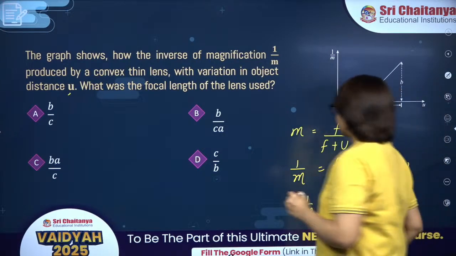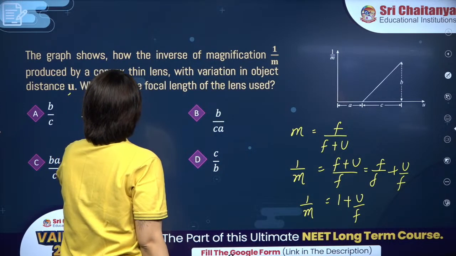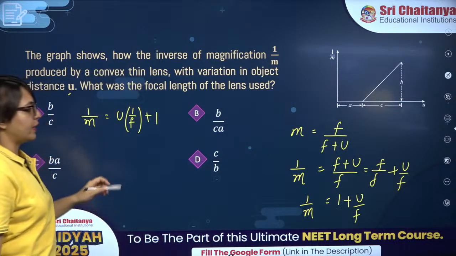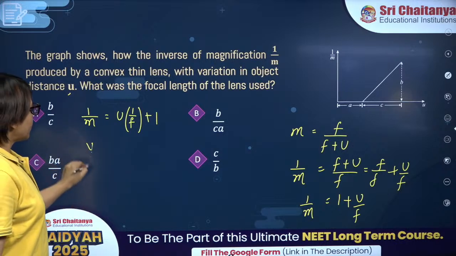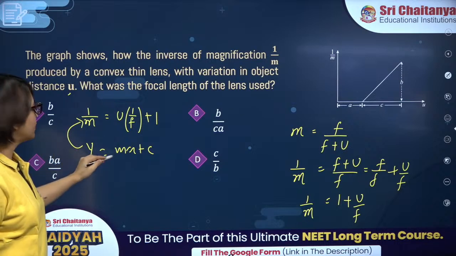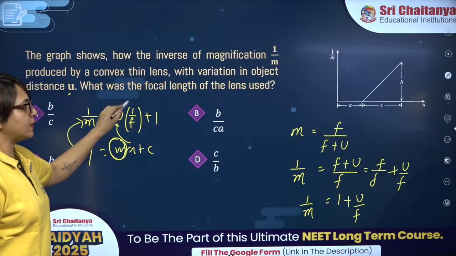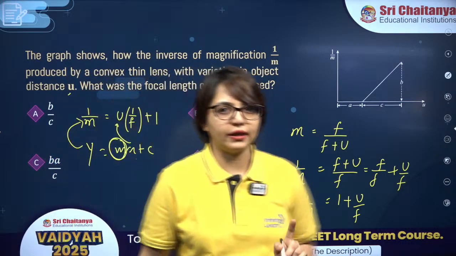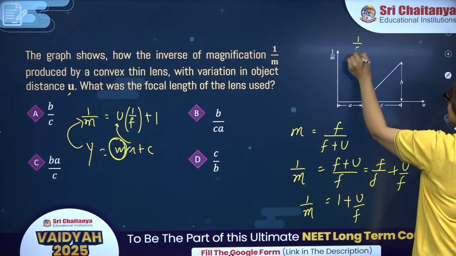Right. So we get this relation between 1 upon M and U. 1 upon M is equal to U times 1 by F plus 1. Now you compare it with Y is equal to Mx plus C. On Y-axis we have 1 upon M, on X-axis we have U. So the slope of this straight line is equal to 1 upon focal length.